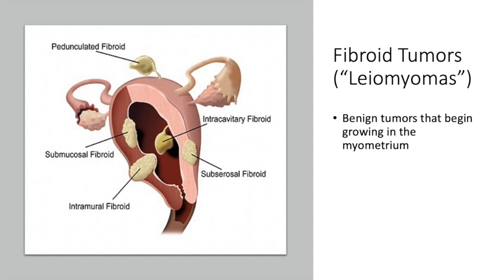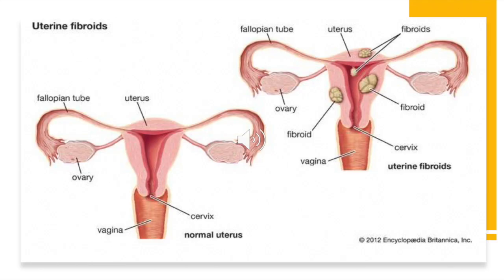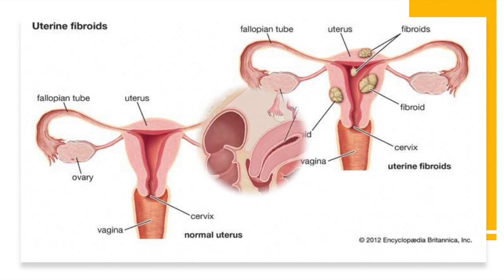Fibroid tumors, medically referred to as leiomyomas, are tumors that begin growing in the myometrium. The photo illustrates that the different types of fibroid tumors depend on the location of growth. The cause is largely unknown, which is why a treatment plan usually involves hysterectomy. Approximately 200,000 hysterectomies are performed annually due to fibroid tumors.